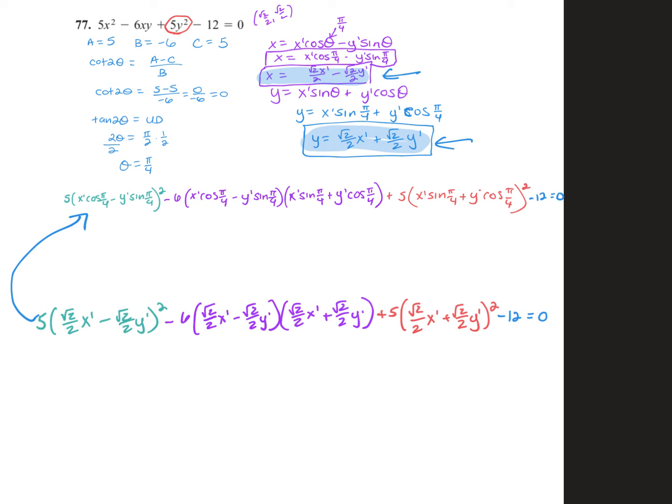Now comes all the foiling and expanding, right? In this example, with the pi's over 4s, with the x squareds, y squareds, and xy's, you actually have all of the shortcuts happening: the one shortcut where it's a binomial squared, and the other shortcut where it's the difference of two squares. As you're working through, feel free to lose those primes because they get in the way and it's an extra thing that you're writing all the time. Just remember to bring them back at the end.